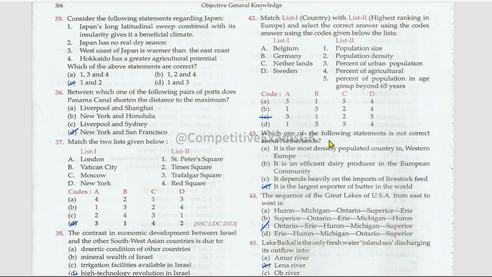Which one of the following statements is not correct about Netherlands? It is the largest exporter of butter in the world. This is the wrong statement. Other than it, it is the most densely populated country in Western Europe. It is an efficient dairy producer in the European country. It depends heavily on the imports of livestock feed. All of these three are correct.